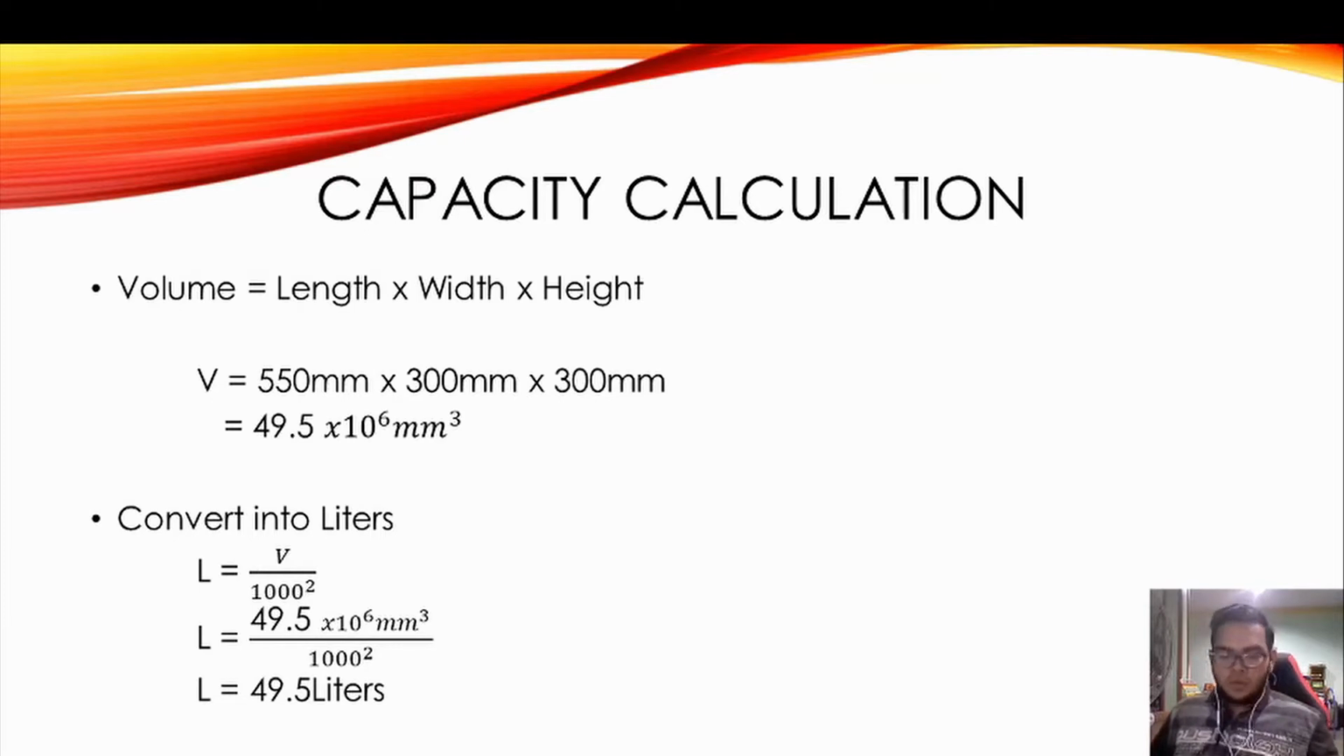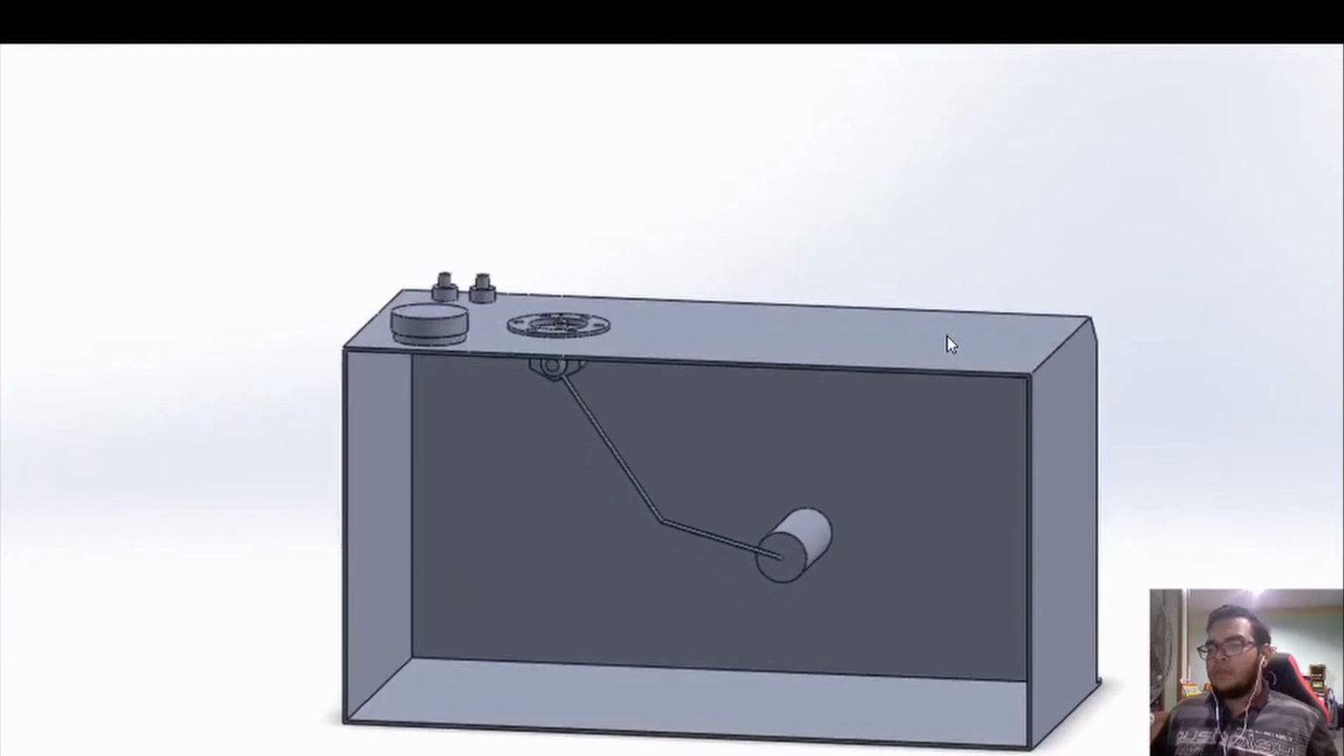So next I would like to present to you how the fuel tank work. So this is how the fuel tank work. What we got in the fuel tank is a float that connected to the gauge, and it will show how many fuel left in the fuel tank, and it's connected to the fuel gauge.